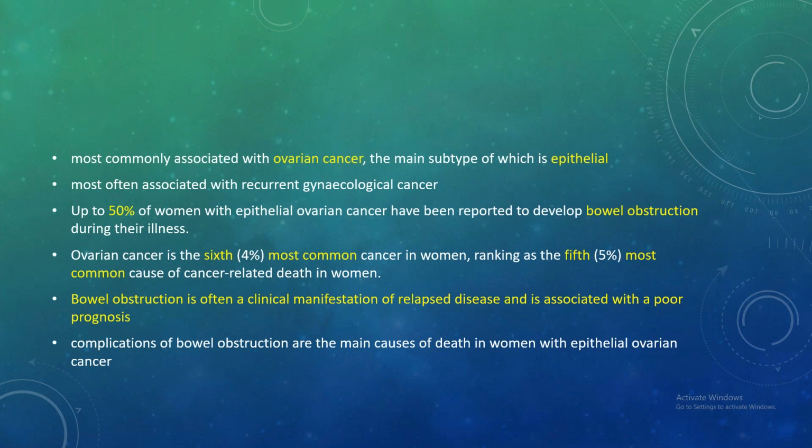Up to 50% of women with epithelial ovarian cancer have been reported to develop bowel obstruction. Now, ovarian cancer is the sixth most common cancer in women and the fifth most common cause of cancer-related death in women. Bowel obstruction is often a clinical manifestation of relapsed disease and is associated with poor prognosis. So it is a recurrent disease with poor prognosis. And complications of bowel obstruction are the main cause of death in women with epithelial ovarian cancer.